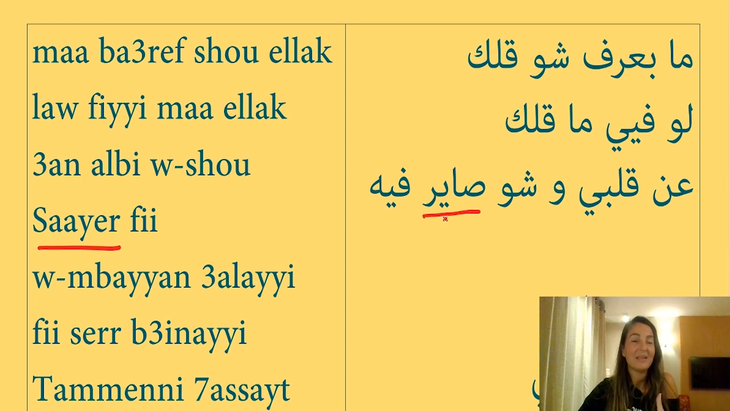Literally, the happener or something like that, which means, how can I explain this? It's a bit tricky to explain. So literally you're saying the happener, but it plays the role of a verb and it means what has happened. Fi, literally you're saying in him, which means to him. So when you're asking about someone and you want to say what has happened to him, you say شو صاير في. Something has happened to him, and it kind of continues to happen, and the situation is ongoing, basically. Okay, شو صاير في. عن قلبي وشو صاير في. So ما بعرف شو إلك. لو فيي ما إلك. عن قلبي وشو صاير في.